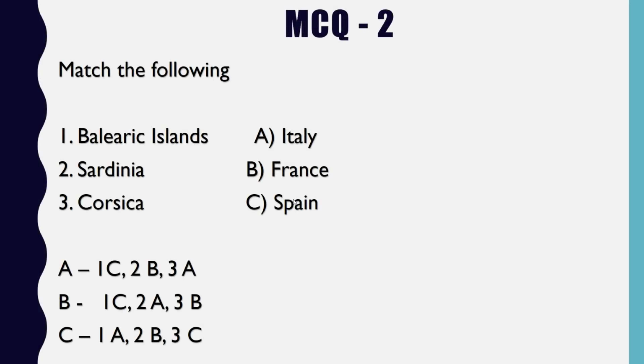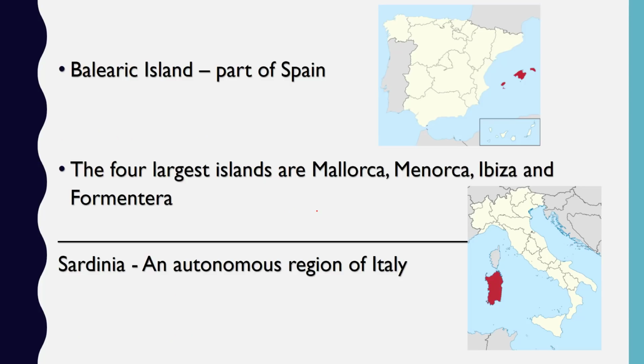Now this is a very interesting question. You have some islands here and you have to match the country they belong to. Let me read them out. First we have the Balearic Islands, then Sardinia, then Corsica. So we have to match them whether they belong to Italy, France, Spain or whichever country. So first of all, let me just explain through this map. After that, we will explain in the big map.